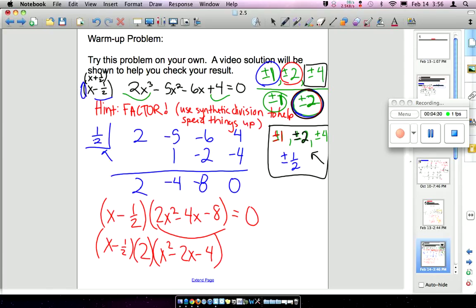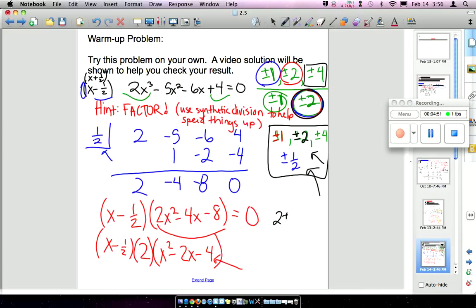Okay? So 2 is another factor. It doesn't affect my solutions to this problem, so I still need to find the solutions that appear in that quadratic. At this point, I'm going to use the quadratic formula because nothing pops out at me, and I could guess and check and continue trying my different roots that I listed here. But I'm going to try the quadratic formula.